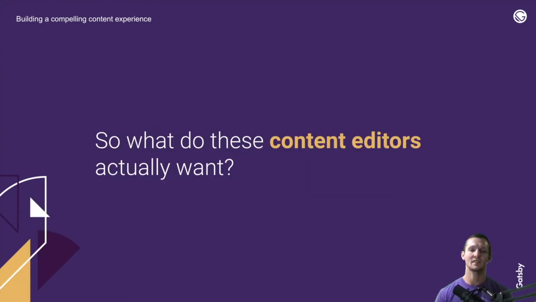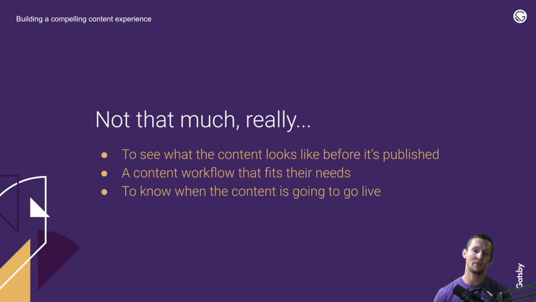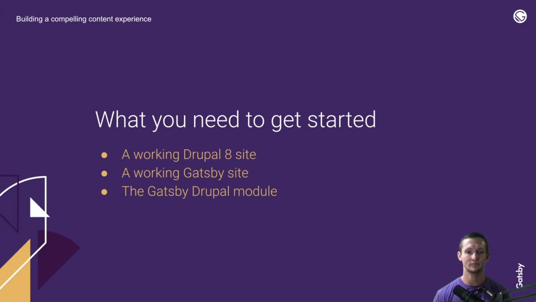So what do these content editors actually want? Well, it's actually not that complicated, at least at the basic level. They want to be able to see what the content's going to look like before it's actually published. They want a content workflow that fits their needs. Not every website's going to want to manage their content the same way, so they want a workflow that's going to fit with them. And they want to know when their content's actually going to go live. So when they click the publish button or schedule it to be published, they want to know that it's actually going to go live at that time.